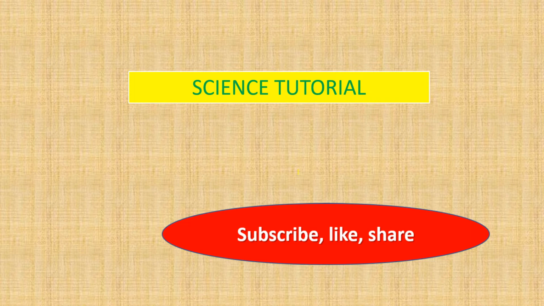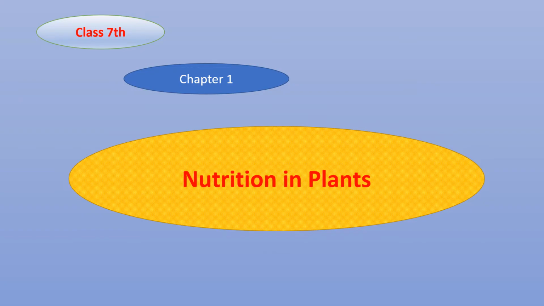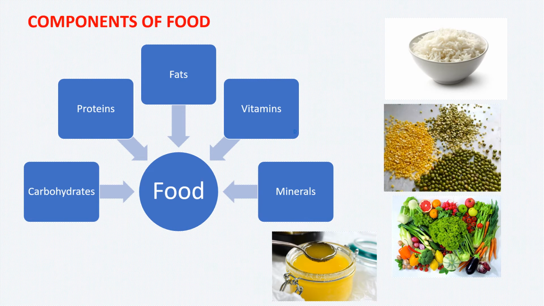So let's come to the topic, what we will discuss today. Today we have selected class 7th, chapter number 1 and the chapter name is Nutrition in Plants. First we recall some memories of whatever we learned in 6th standard. We already knew the components of food. So what are the components we can find in a food?